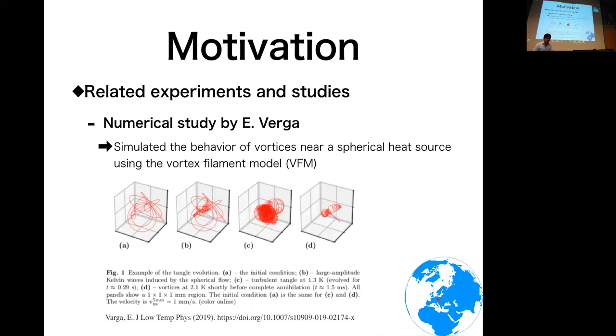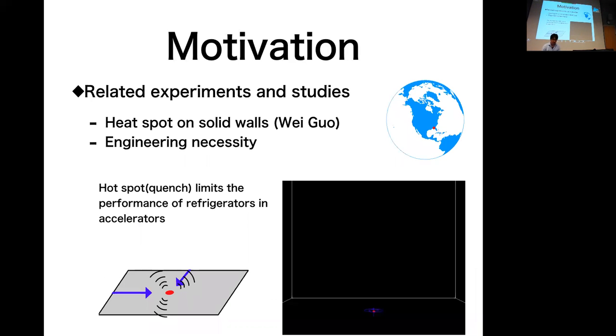And another interesting study is a numerical study carried out by Emil Berger. He did a numerical simulation based on the vortex filament model. The same situation, there is a hot spot at the middle and a radial counterflow around it. And he found very interesting results. And the third one is the one just briefly explained by Dr. Weibo just now.